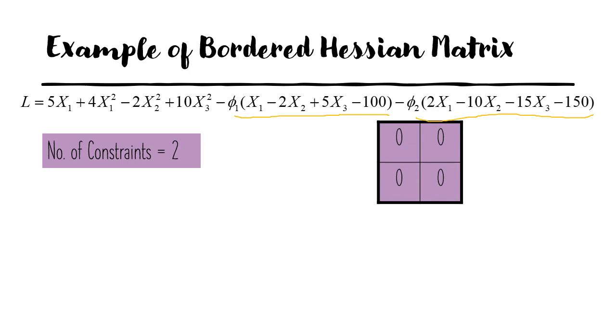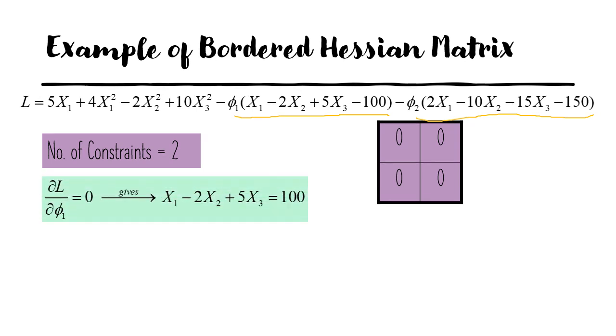The next one is I have to partially differentiate. So I am partially differentiating L with respect to phi. In that case, you can see here, I will get this equation: x1 minus 2x2 plus 5x3 is equal to 100. I am bringing that 100 to the other side. So these are my coefficients: 1 for x1, minus 2 for x2, and 5 for x3. So 1, minus 2 and 5 will be my first coefficients.